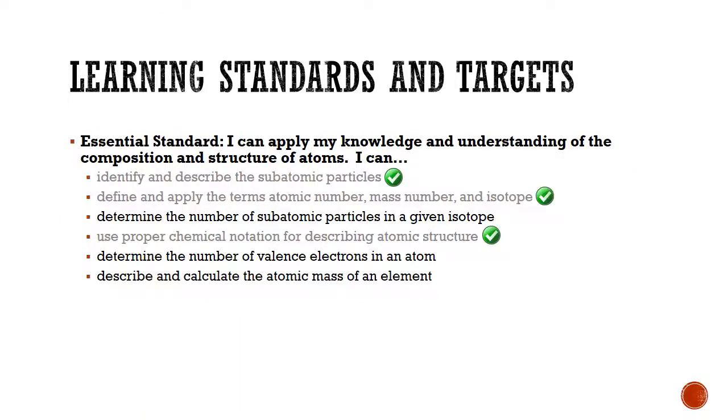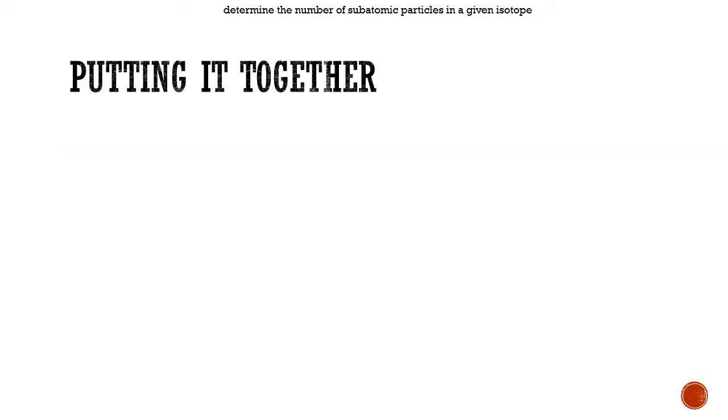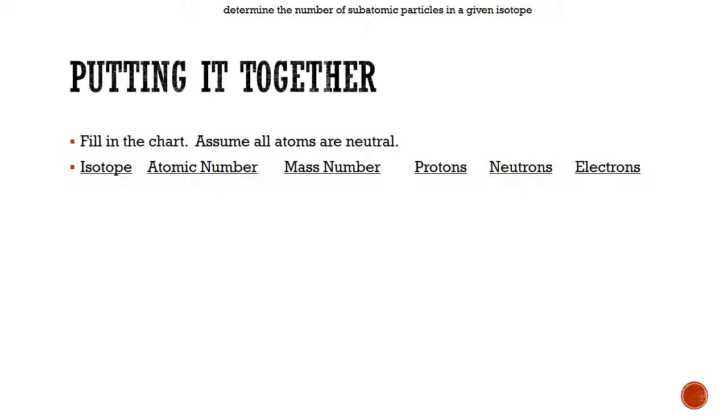All right, so we've looked at the terms atomic number, mass number, and isotope. We've used proper chemical notation for describing that structure. Now we're going to look at simply determining the number of subatomic particles in any given isotope. This is really just a review of what we've done so far in this video. So putting it all together, we're just going to fill in this chart. We're going to assume all atoms are neutral. So the chart is very simple. We just have columns for isotope, atomic number, mass number, protons, neutrons, and electrons. And we'll do a few here as an example together, and then you'll do a few on your own.